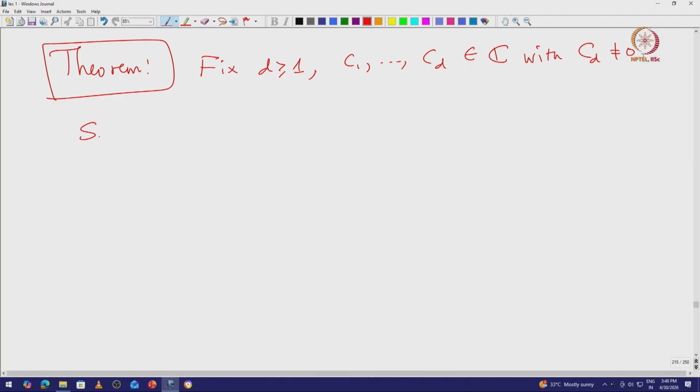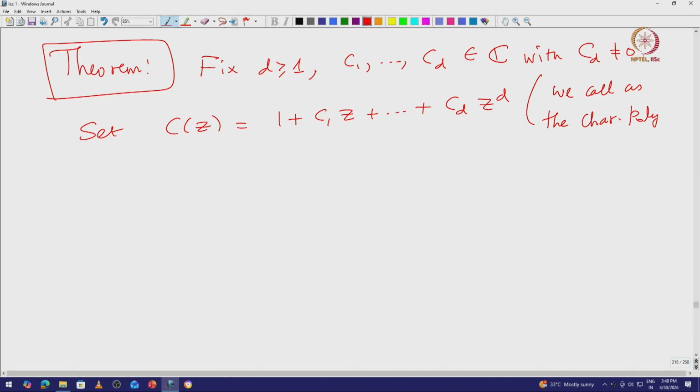So, then we are going to set this polynomial C of z, which is the characteristic polynomial of this linear recurrence, which is given by 1 plus C 1 z plus etc. plus C d z power d. So, this we call the characteristic polynomial of the linear recurrence. Of course, I need to say what is the linear recurrence that we are actually looking at. So, we will actually write it down in a minute.